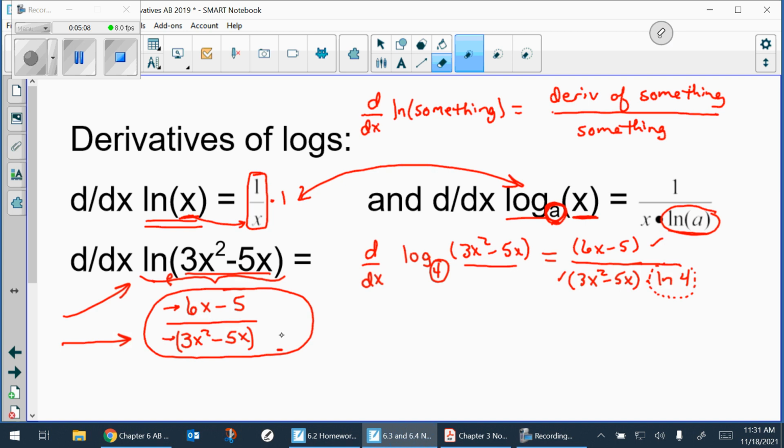So the derivative of a natural log is the derivative of the something divided by the something. And the derivative of a log is the derivative of the something divided by the something times the natural log of the base.